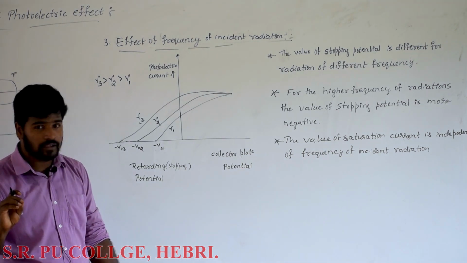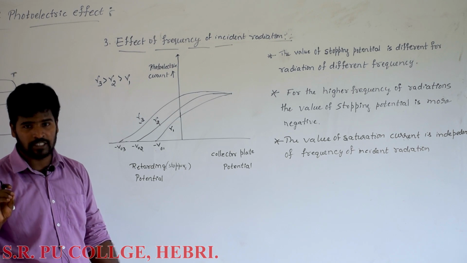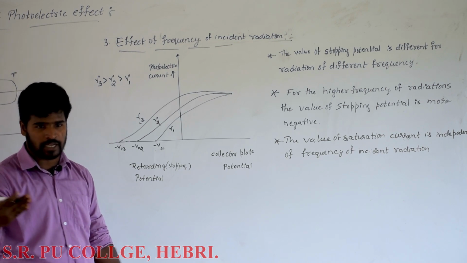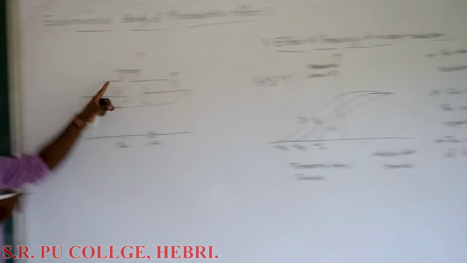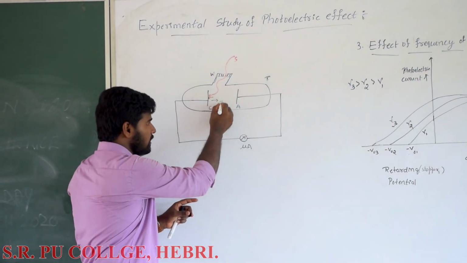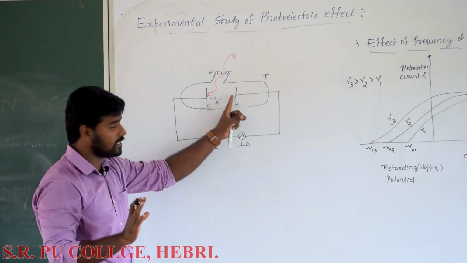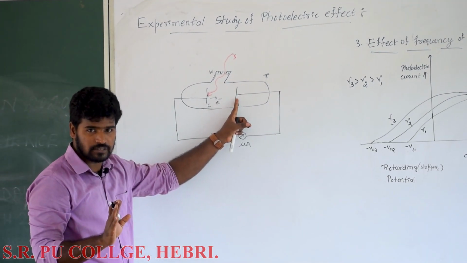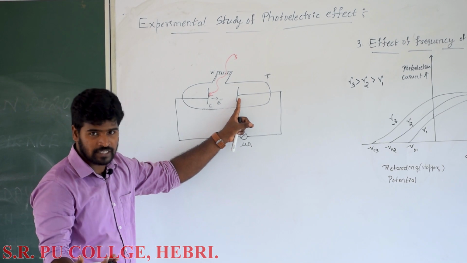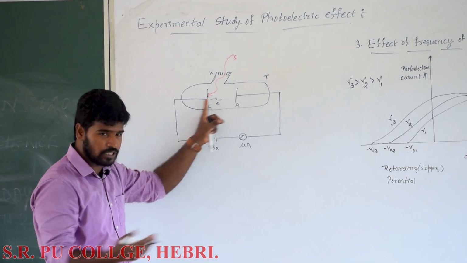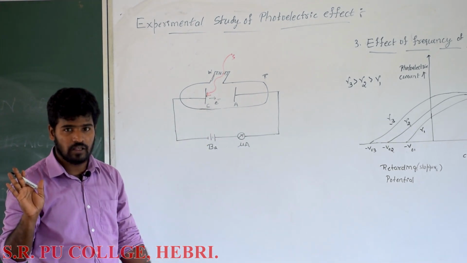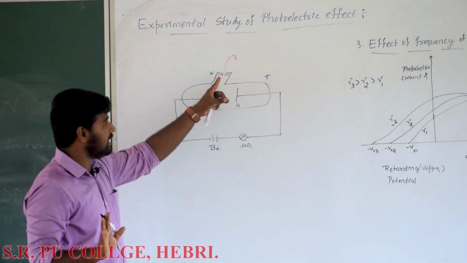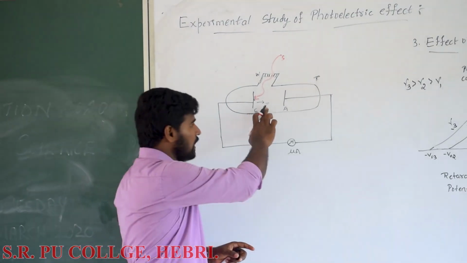It means that, according to the second observation, as the intensity increases, the emission of electrons increases. That is the reason why the photoelectric current increases. As the frequency increases, the speed of the emitted electron increases. Very important: as the intensity increases, emission of electrons increases.